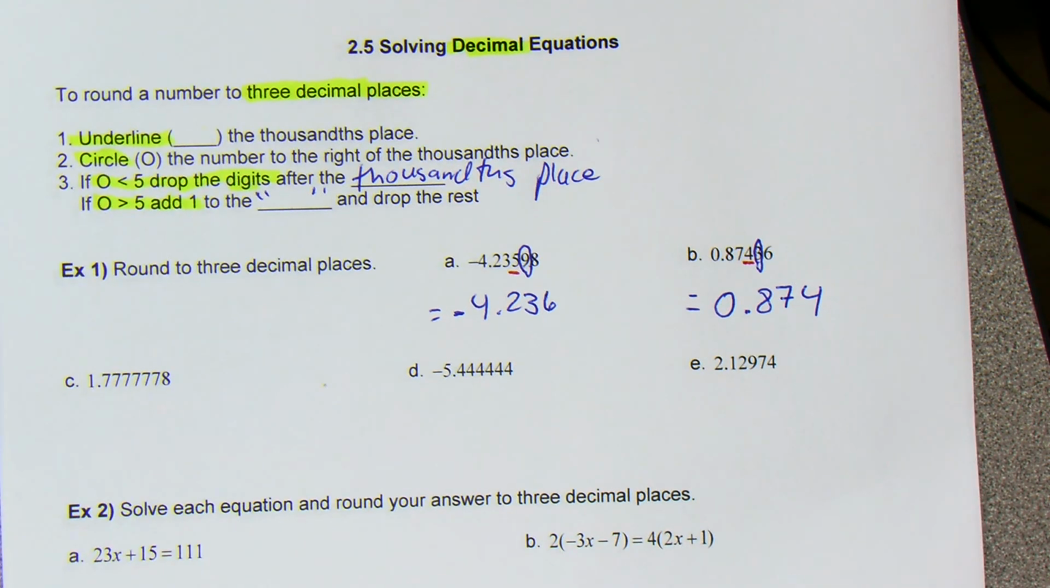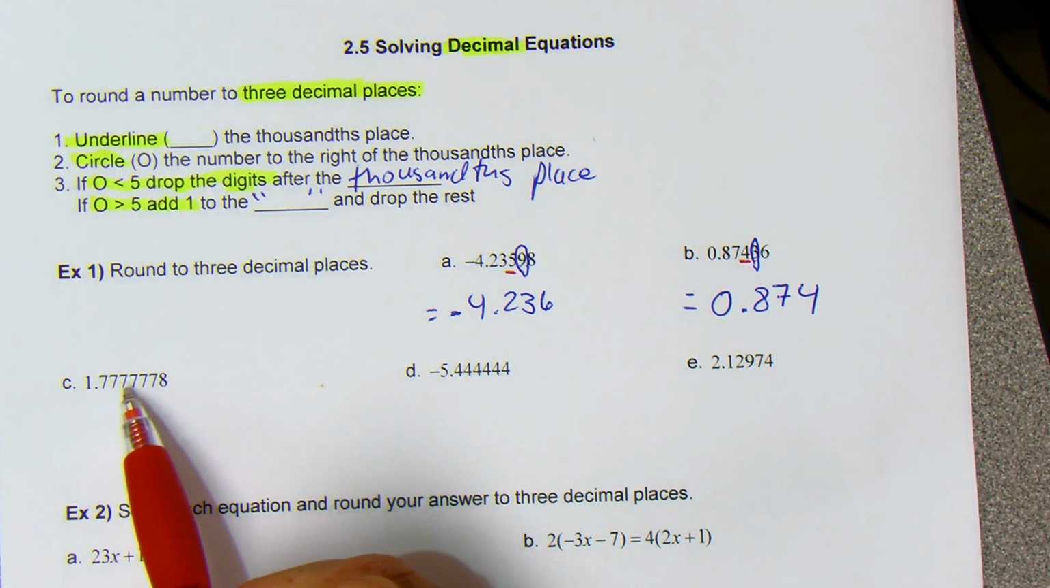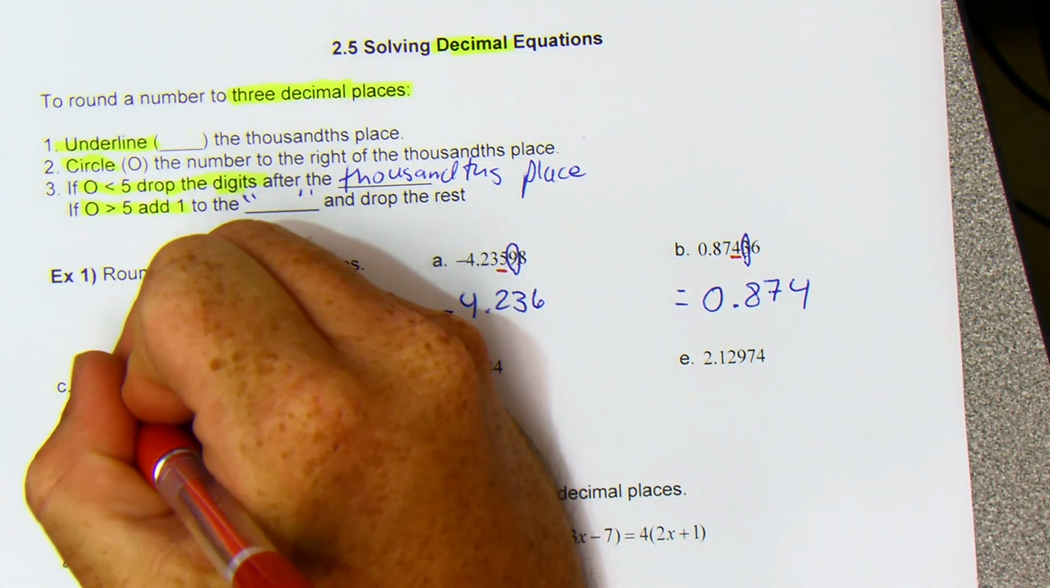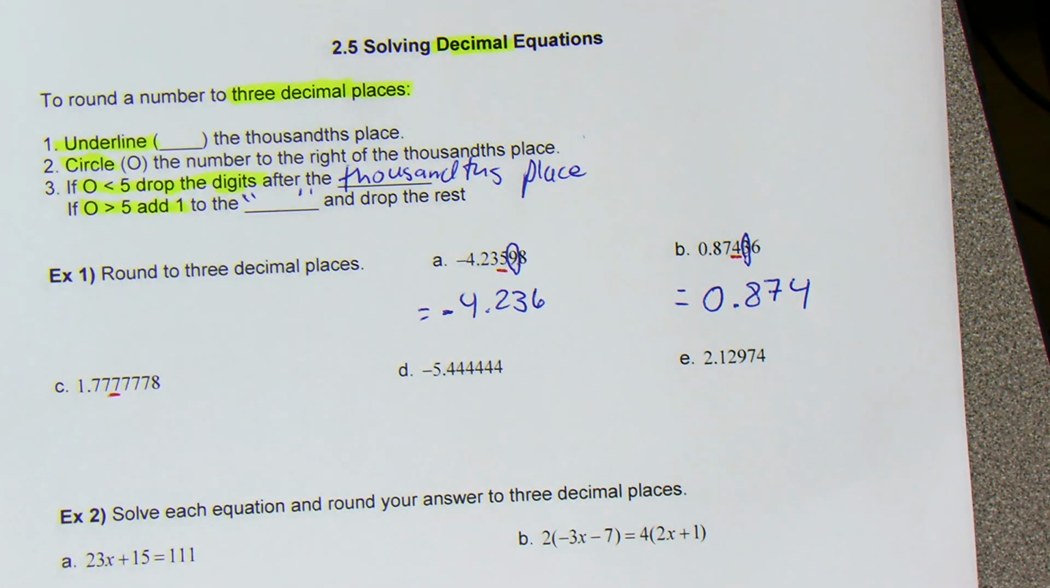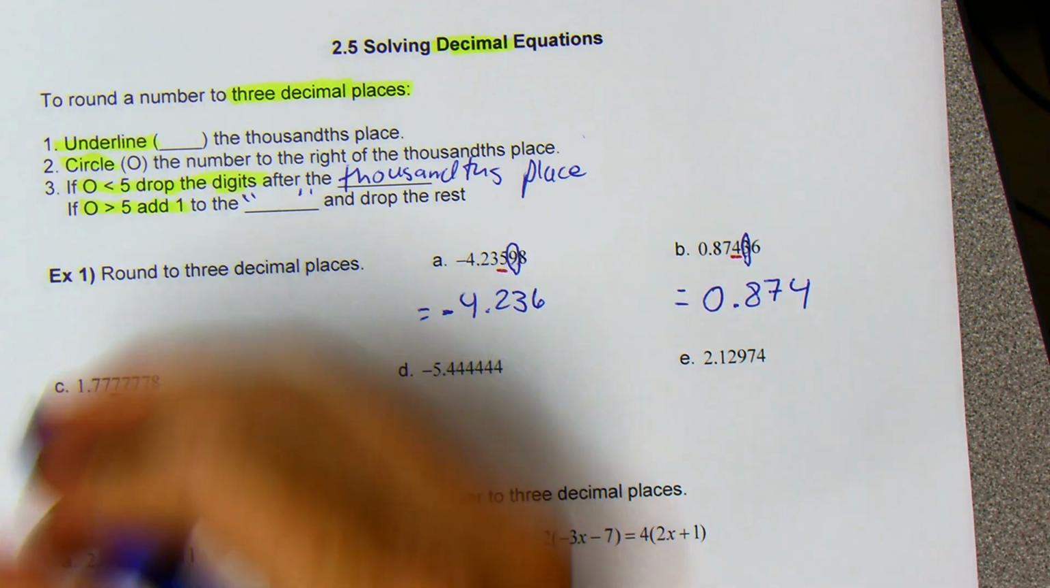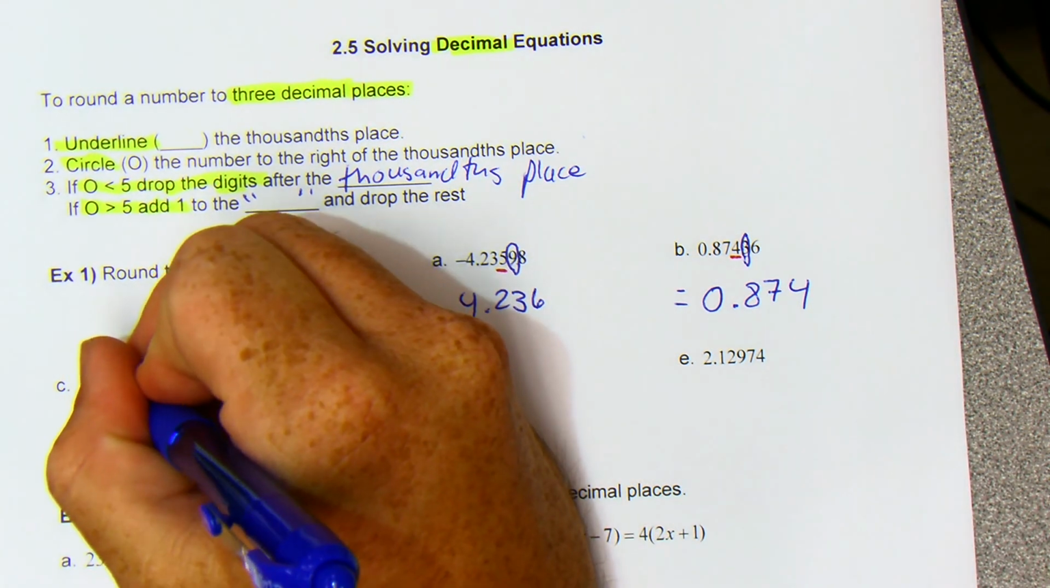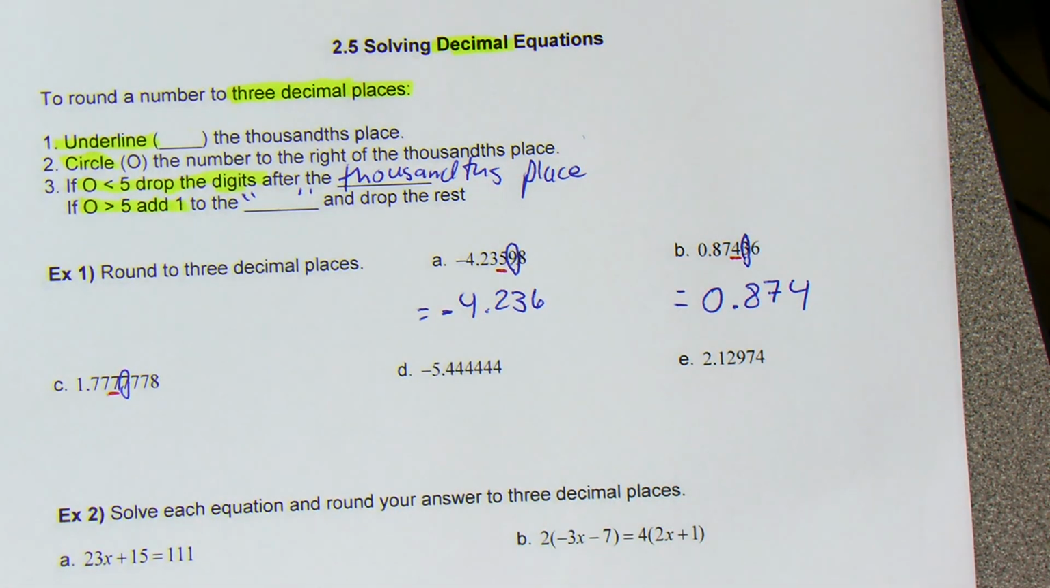Okay, let's take a look at C. On C, first I'm going to underline my number that's in the thousandths place. I need to go to 3 digits to the right of the decimal, which is 1, 2, 3. It is the 7 right here. Now I circle the number to the right of the thousandths place, which is that 7. Then I think to myself, is that greater than 5? It is greater than 5, so I need to add 1 to my thousandths and then drop the rest.